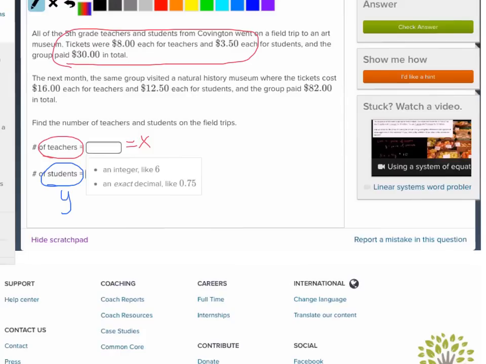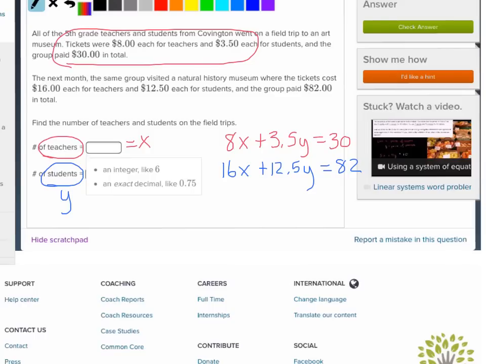So now let's make an equation. Tickets were $8 for each teacher plus $3.50 for each student, and the total they spent was $30. Then in the second scenario, they went on a second trip, same number of students went, and they spent $16 on teachers and $12.50 on students, and the total that day was $82. The question is, how many teachers went and how many students went?